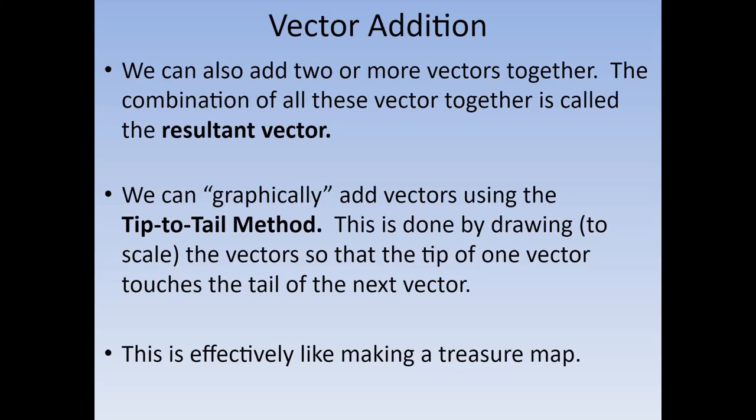The tip to tail method is essentially drawing it out. Because the vectors can be represented by arrows, what we end up doing is drawing arrows relative to their values, with proper scaling, and we draw it out so that we can actually pinpoint where our starting and ending position is. We are essentially making a treasure map, and we make it so that each arrow starts where the next one ends, and we keep going that way.